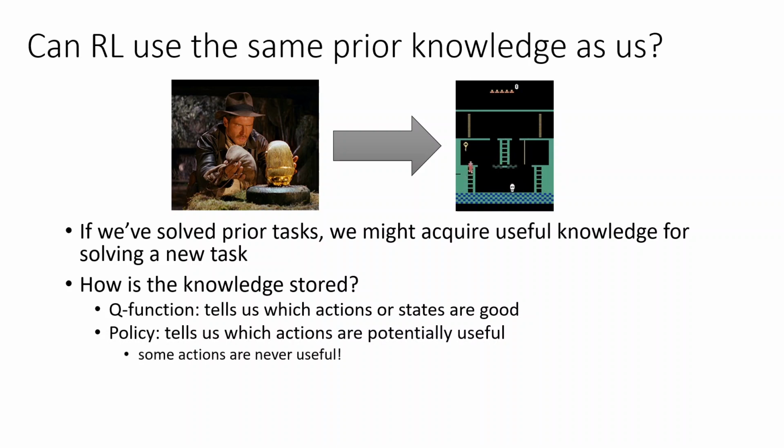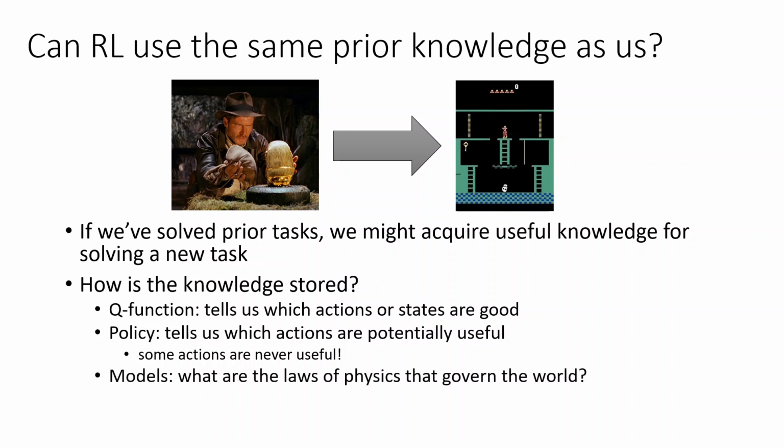Some actions are never useful, so as long as you can rule those out, then maybe you can make more progress. Or maybe you could transfer models. Maybe the laws of physics, the laws that govern how the world works, are the same in both domains, even though some other factors of the task are different, and transferring models can also be a very effective strategy.